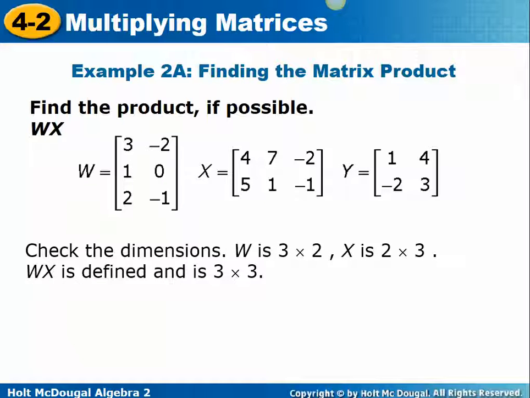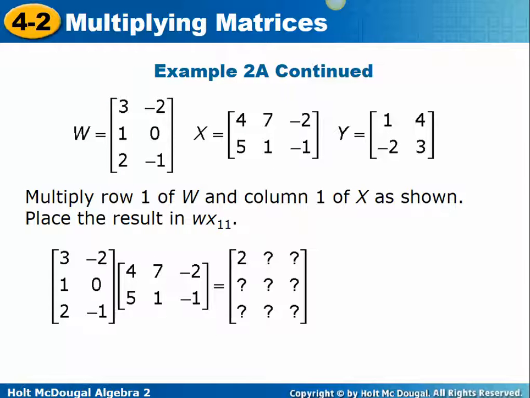All right, so before you even start, we're going to check the dimensions. This W matrix is 3 by 2, and we want to multiply it by the X matrix, which is 2 by 3. So the 2's are matching, and we'll end up with a 3 by 3 matrix.